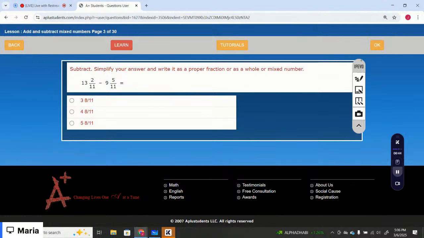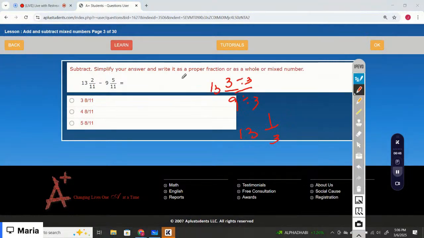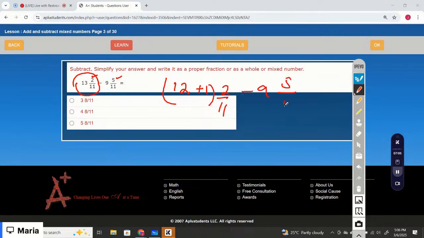13 whole 2 by 11 minus 9 whole 5 by 11. Just look at the fractional part. 2 minus 5. You cannot subtract a greater number out of the smaller one. So we need to rewrite this fraction. How do we rewrite? Write it as 12 plus 1 and 2 over 11 minus 9 whole 5 over 11. Then you can rewrite this 1 as 11 over 11. So 2 plus 11 makes 13. That is 12 whole 13 over 11.